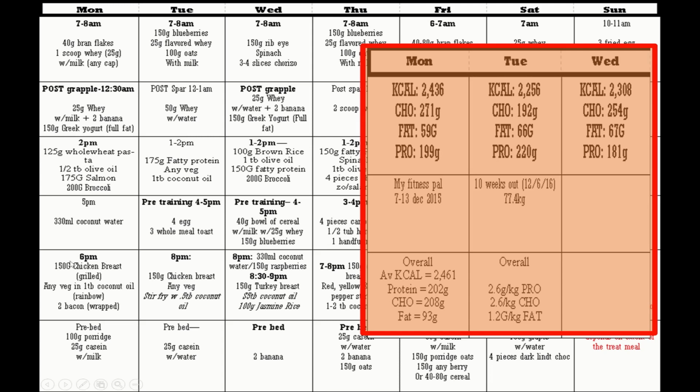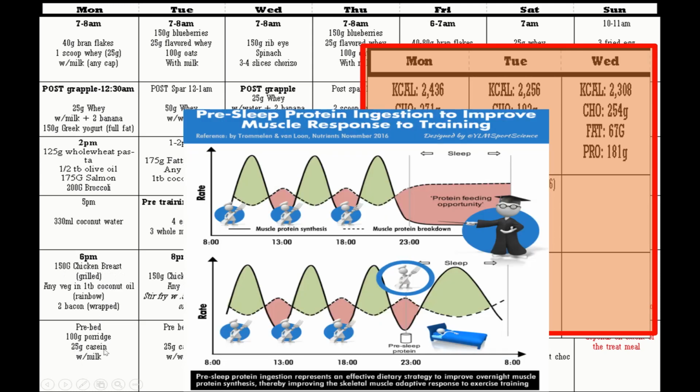And then at the 6 p.m. meal, this is after his evening training session, we've got 150 grams of chicken breast. We've even mentioned how to cook that. And then before bed, there is 25 grams of casein. So casein has been identified as a protein source which will essentially drip feed the muscles at a much slower rate because its absorption into the bloodstream is much slower than whey.